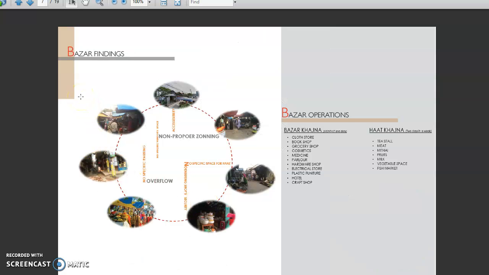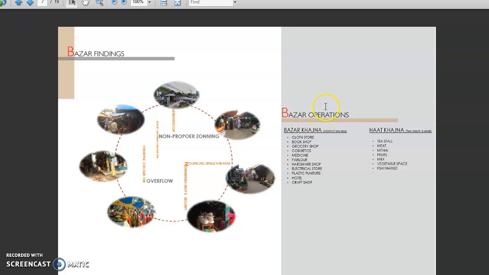Here I also got some Bazar findings, some problems which I found in the Bazar, and I'm thinking to consider these in my design as well. There's non-proper zoning in the Bazar, no specific space for vendors in the Hat, no shop security, and on the Hat day a lot of people gather together, so there is no good circulation space. Also no parking, which is the most important thing for a bazaar or for a crowded space. More than 1,000 people come on an occasion or on a Hat day.